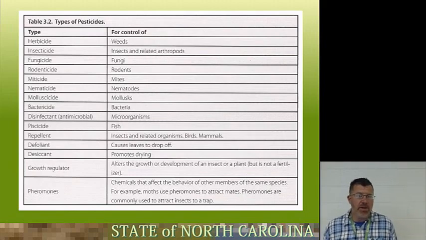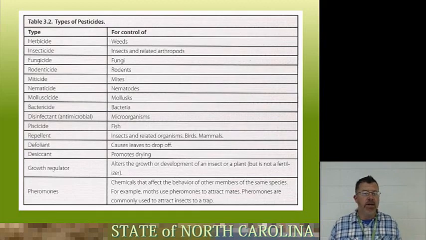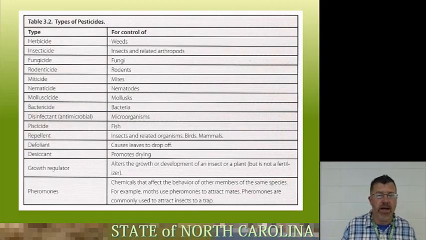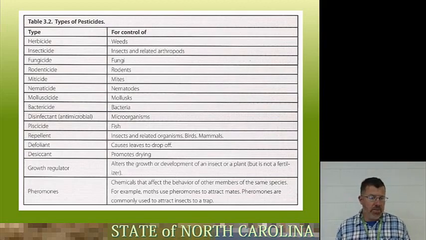Some types of pesticides. Herbicides. That's primarily lawn care, guys. We're going to spray herbicides in our turf. Roundup is a herbicide because it kills weeds. It kills vegetation. Insecticide kills insects and related arthropods. Fungicide is for fungi. Rodenticide is for our rodents. Miticide is for mites. Nematodes are killed by nematicides. And then your mollusks, like your snails, molluscicide. Bacteria by bactericide. Disinfectants or antimicrobials are used for microorganisms.